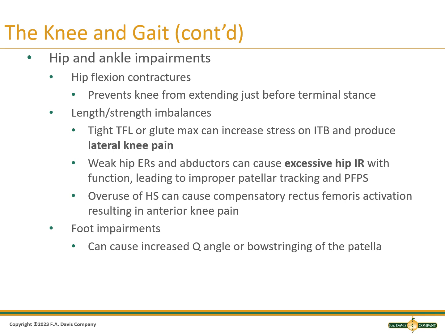Weak hip external rotators and abductors can cause excessive hip internal rotation with function like walking, leading to improper patellar tracking and patellofemoral pain syndrome. Overuse of the hamstrings can cause compensatory rectus femoris activation, resulting in anterior knee pain. Foot impairments like calcaneal valgus or varus can cause an increased Q angle or bowstringing of the patella, all of which are going to cause pain or dysfunction at the knee during gait.